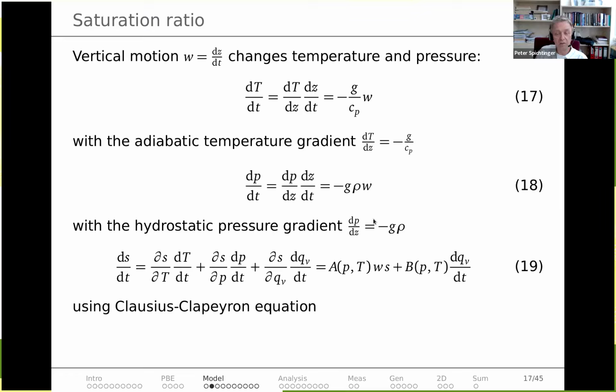And this is, if you insert all these things, you end up with a constant, just depending on pressure and temperature, times velocity times saturation ratio and Gauss law, more or less. And this will be used as a proxy because at some point we will stick to a constant temperature and pressure system, which is kind of suspicious, but nevertheless it works. And we just see the change in the supersaturation driven by vertical velocity.